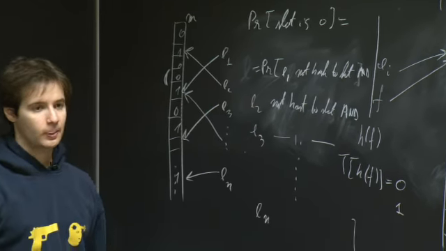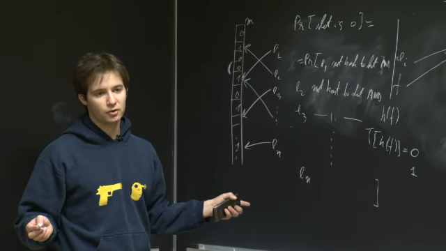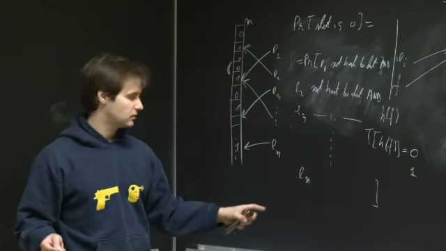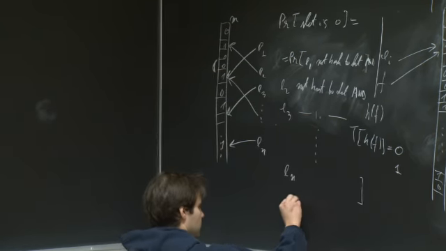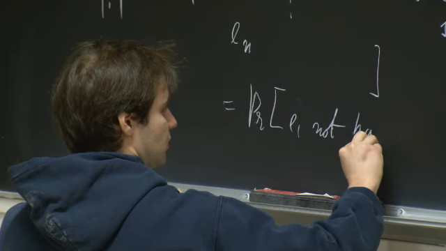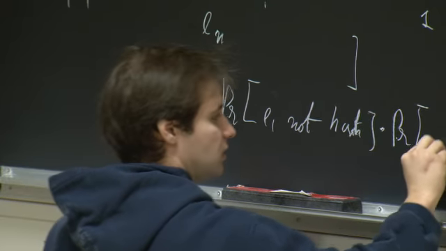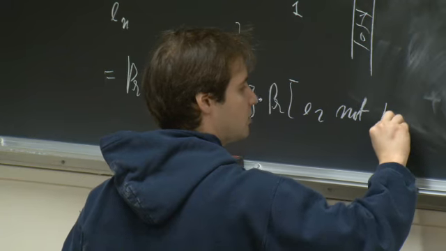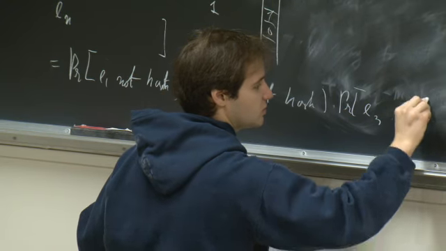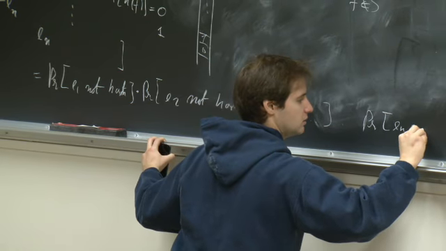Does this make sense? Now, these are all independent events, because all the hashes are independent by the uniform hashing assumption. So then I can turn ANDs into products. This equals the probability that E1 didn't hash into the slot, times the probability that E2 didn't hash into the slot, times the probability that E3 didn't hash into the slot, so on and so forth, all the way to the probability that En didn't hash.